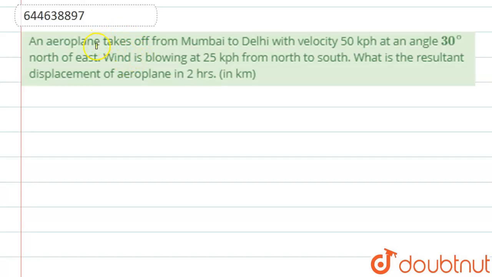Well, hello students. Now we're going to see this question. The question says that an aeroplane takes off from Mumbai to Delhi with a velocity of 50 kilometers per hour at an angle of 30 degrees north of east. Wind is blowing at 25 kilometers per hour from north to south. What is the resultant displacement of the aeroplane in 2 hours?